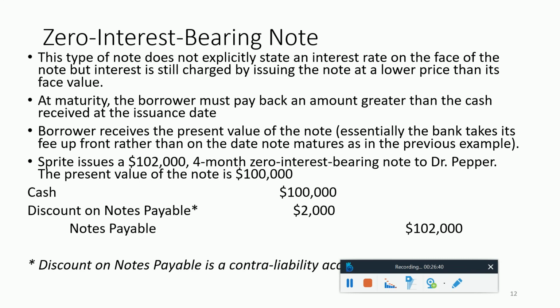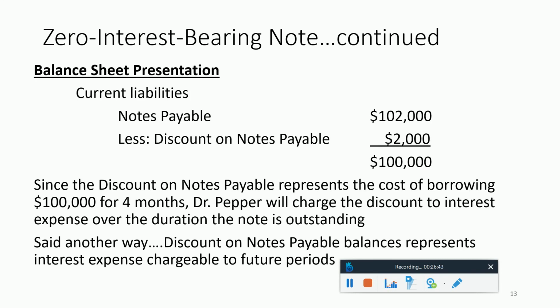So if we now take a look at what I indicated earlier about how it would be presented on the balance sheet, you'll notice that what is presented on the balance sheet is going to be $100,000. Additionally, since this note is going to mature in 4 months, it is properly classified as a current liability. And as I indicate on the slides, this discount on notes payable really represents interest expense that is going to be charged in future periods. And we'll take a look at how that's going to work in just a second.